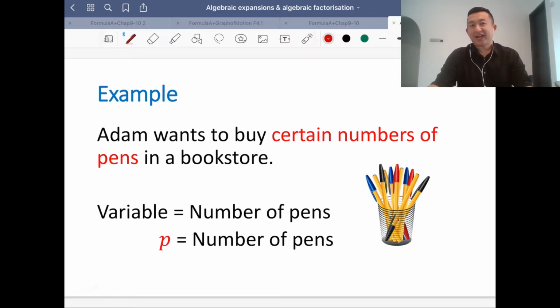For example, Adam wants to buy a certain number of pens. Do you know how many pens? We do not know. Those are the variable. The variable here is the number of pens. We do not know how many pens Adam is planning to buy. And you can use the letter P to represent the number of pens. Variable.